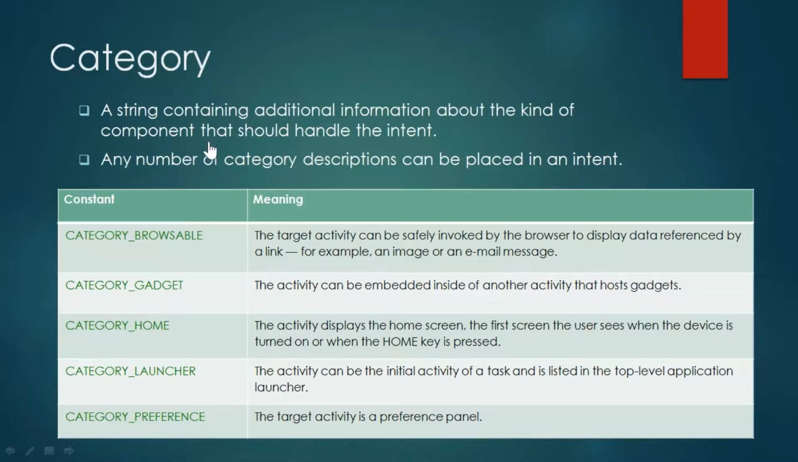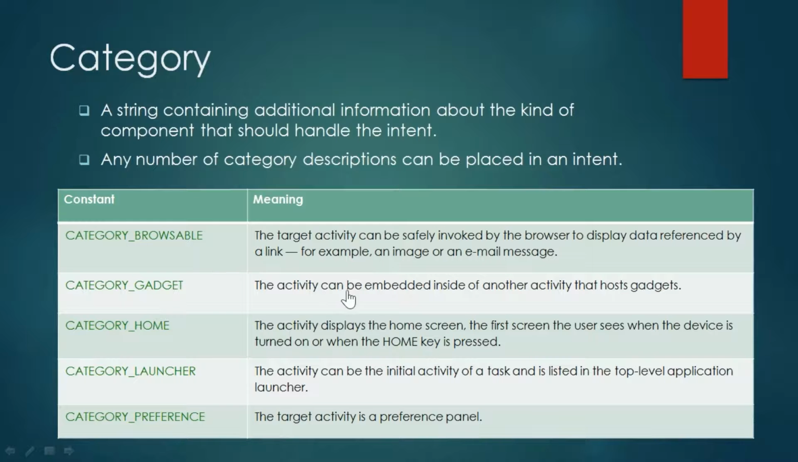And a component can contain any number of category descriptions. I'm giving a small table with a few category constants. Category browsable means the target activity can be safely invoked by the browser to display the data referred to by a link, for example an image or an email message. Through that link, whatever you provide, it is going to browse the data.